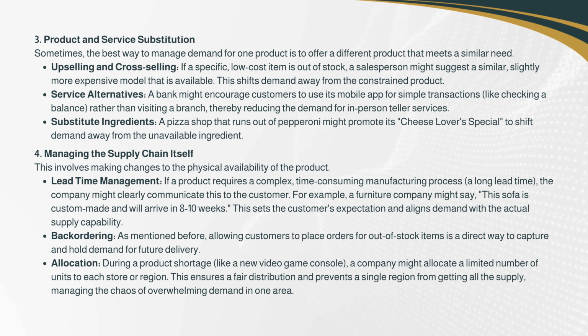Backordering. As mentioned before, allowing customers to place orders for out-of-stock items is a direct way to capture and hold demand for future delivery. Allocation. During a product shortage, like a new video game console, a company might allocate a limited number of units to each store or region. This ensures a fair distribution and prevents a single region from getting all the supply, managing the chaos of overwhelming demand in one area.